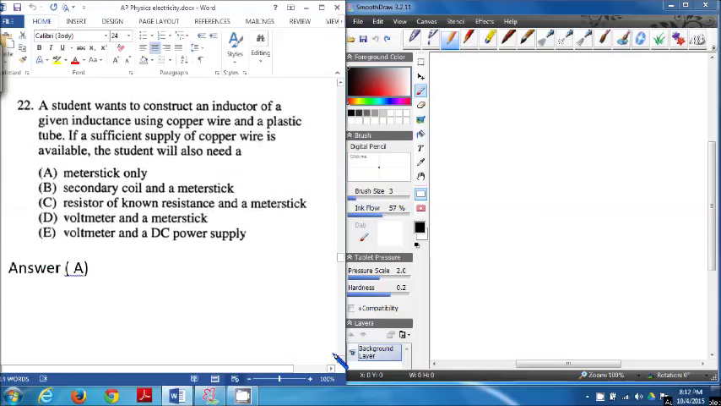A student wants to construct an inductor of a given inductance using copper wire and a plastic tube. If a sufficient supply of copper wire is available, the student will also need... So we know the inductance is related to the number of turns and number of turns per unit length. So here, for us to find out the number of turns per unit length, we need a meter stick. So the answer is A.